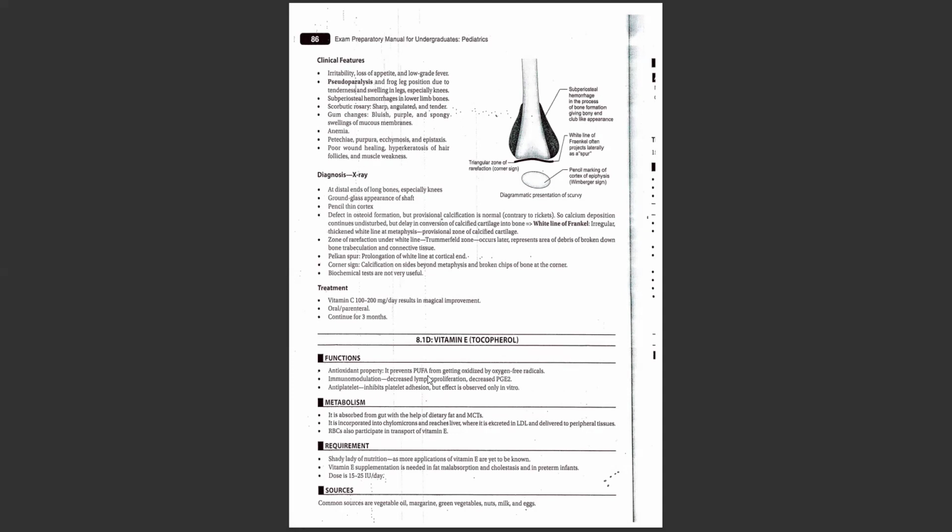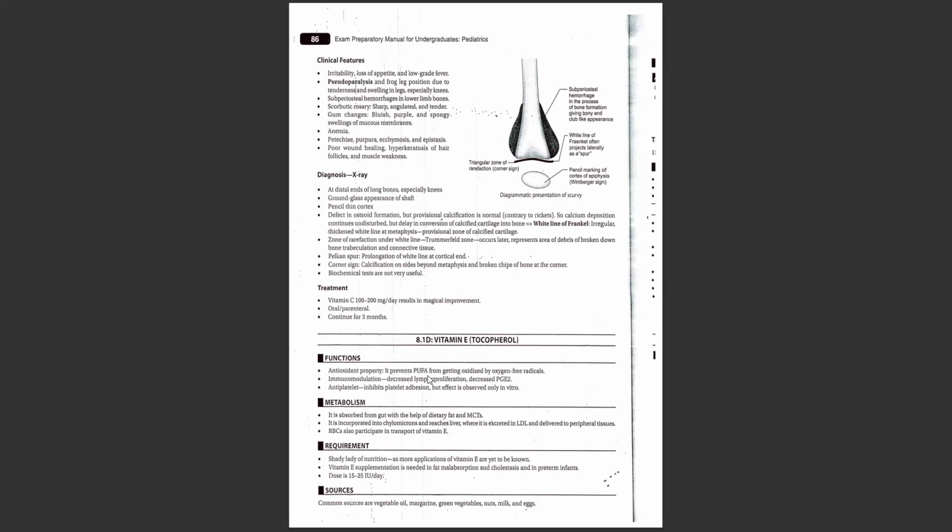Because of the impairment in the production of collagen, bleeding happens. So there will be subperiosteal hemorrhage in the lower limb bones especially. Another feature is the scorbutic rosary, which is sharp, angulated, and tender. Then we have gum changes like bluish-purple, spongy swellings of mucous membranes. And then we have anemia because of decreased absorption of non-heme iron.